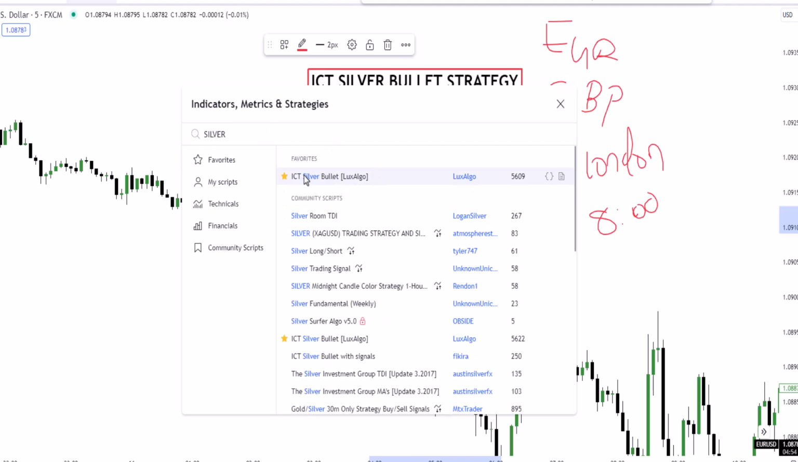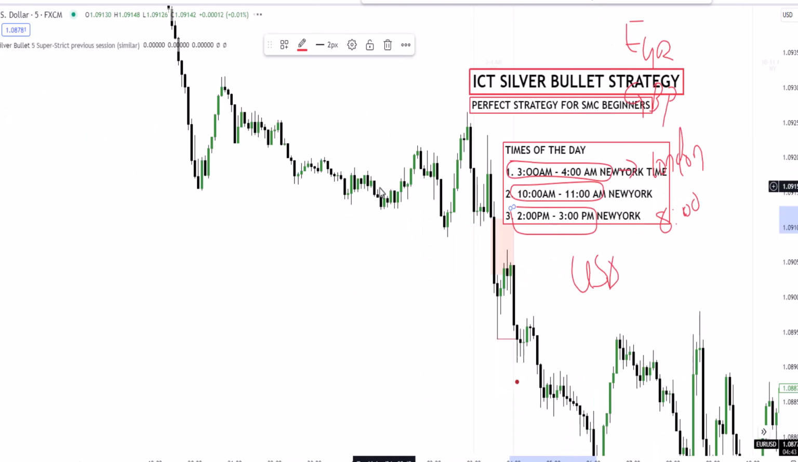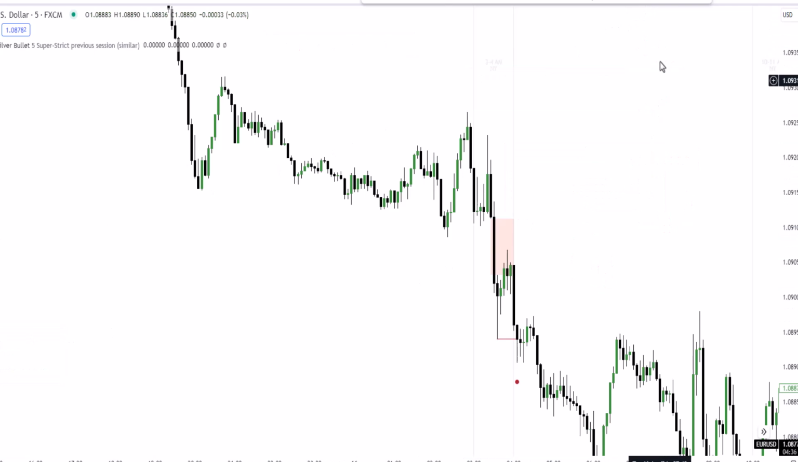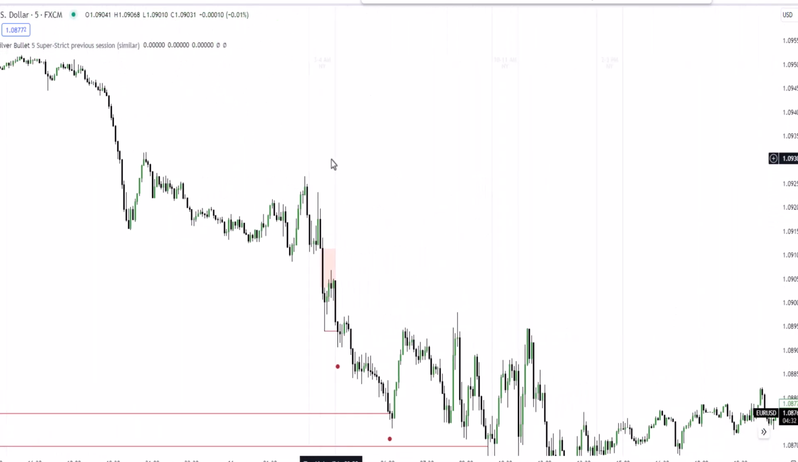This particular indicator, if you click on it, has simplified everything for you. Once you click on it, the only thing you will see is the exact time for this session delineated for you. Let me delete all these write-ups so you can see my chart. All right, can you see the chart? So you can see 3 a.m. to 4 a.m. New York time, 10 a.m.